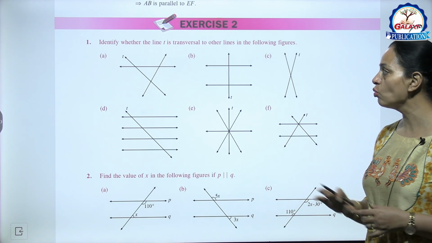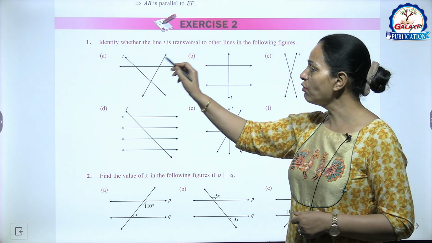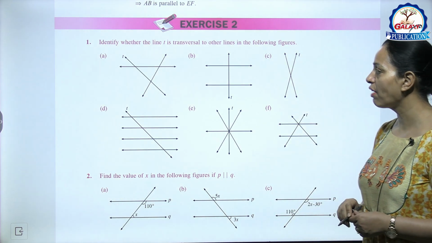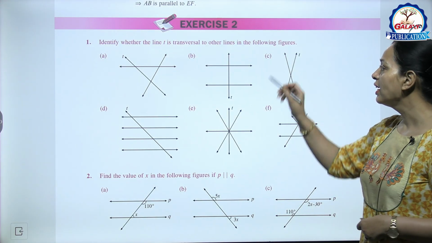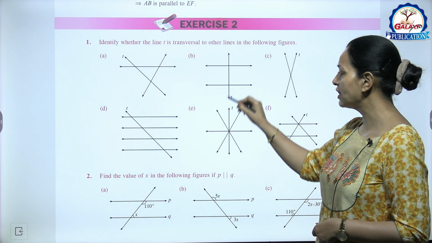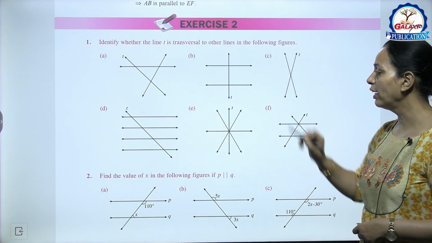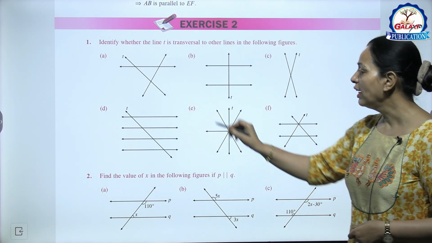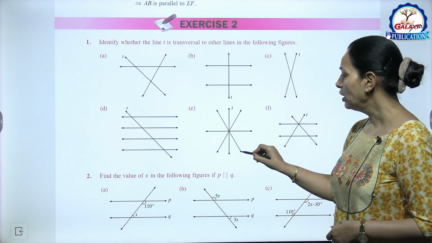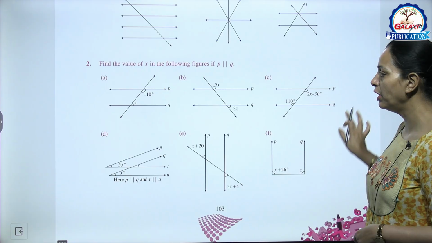Now exercise 2, based on such type of example, see question number 1. Identify whether the line T is the transversal to other lines in the following figures. Like B part, yes, because T is intersecting other two lines at distinct points. So here T is the transversal. In E part, no, T is not the transversal. Similarly, you can check remaining parts.